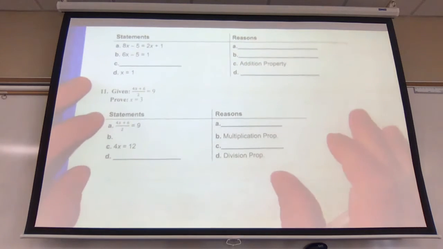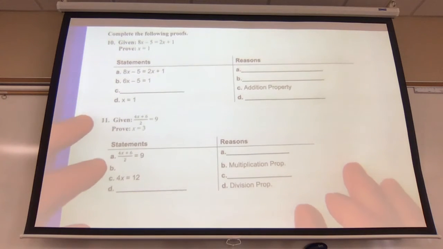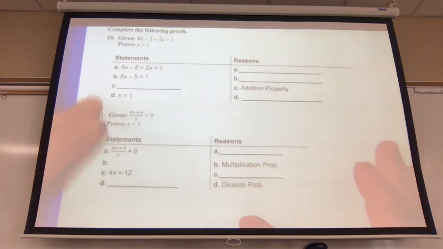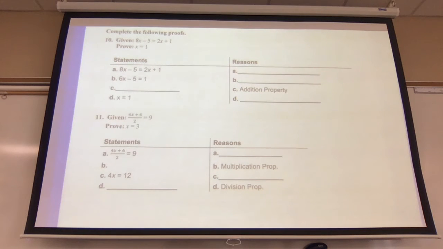Okay, let's do the 2 proofs, the 2 algebra proofs we have on there. Now remember, with algebra proofs, what we're going to do is solve the equation, and then every step of the way, we're going to tell why we did what we did. And this one, we kind of have to fill in some statements and some reasons. This is a nice little example here to show you some different things.